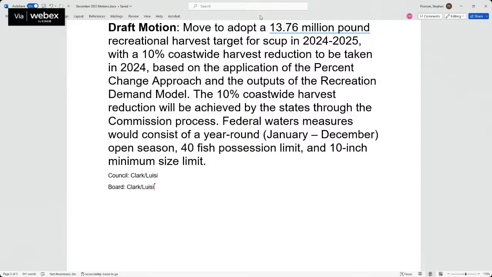Sure thing, Mr. Chair. Move to adopt a 13.76 million pound recreational harvest target for scup in 2024-2025, with a 10% coastwide harvest reduction to be taken in 2024, based on the application of the percent change approach and the outputs of the recreation demand model. The 10% coastwide harvest reduction will be achieved by the states through the commission process. Federal waters measures would consist of a year-round, January through December, open season, 40 fish possession limit, and 10-inch minimum size limit.